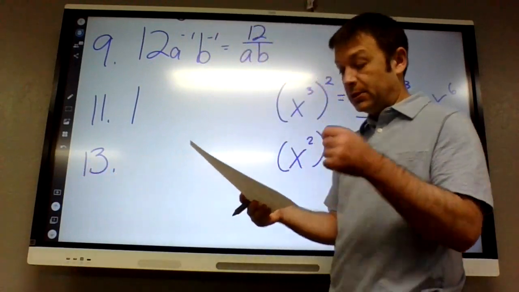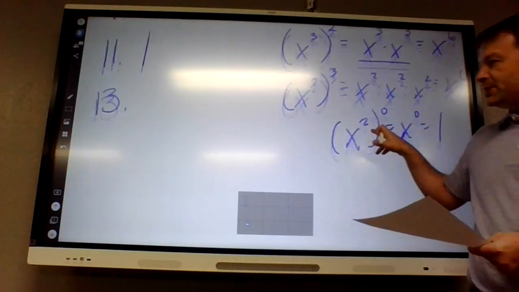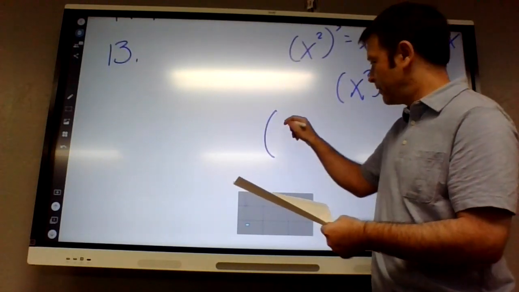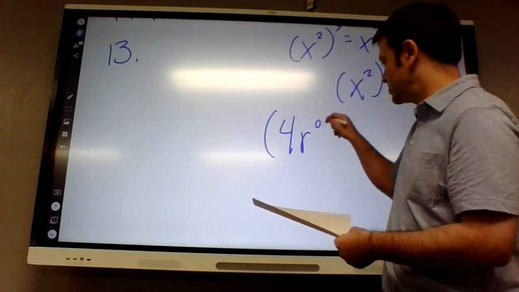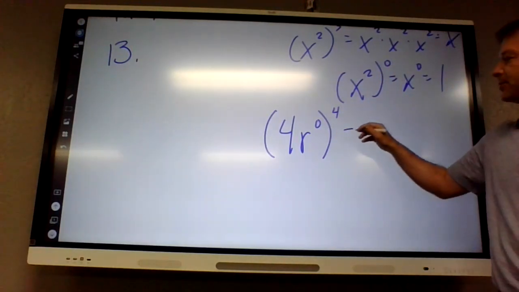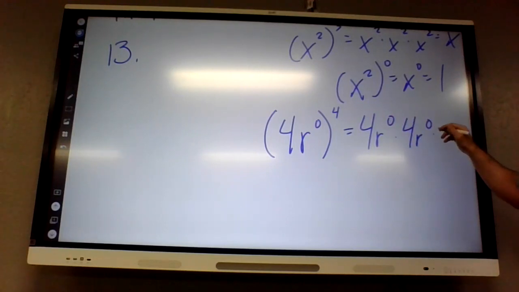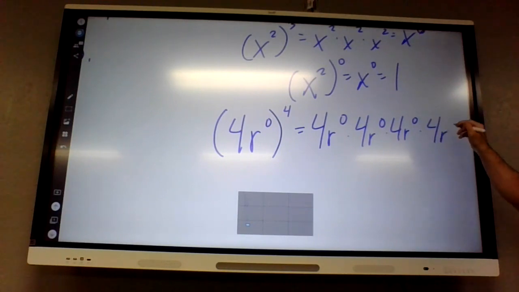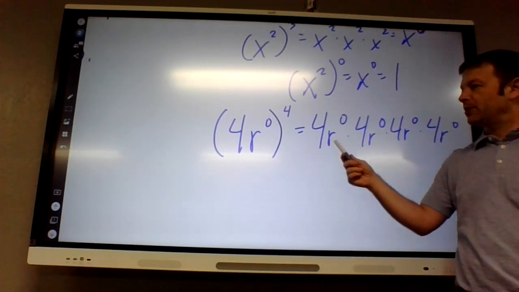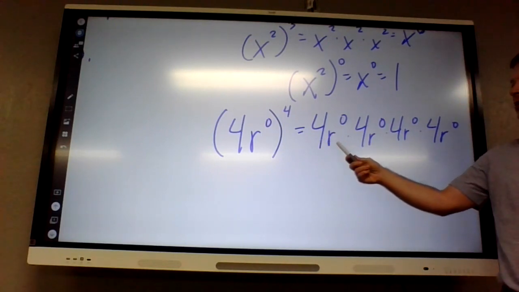Okay, 13. In parentheses, we have a 4 and an r to the 0. If you're taking that to the 4th, that means there's 4 of these. What is r to the 0 worth? 1. So we got 4 times 1, which is 4.